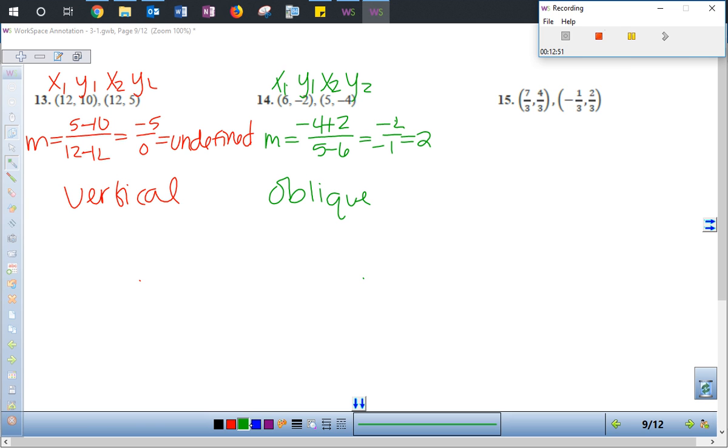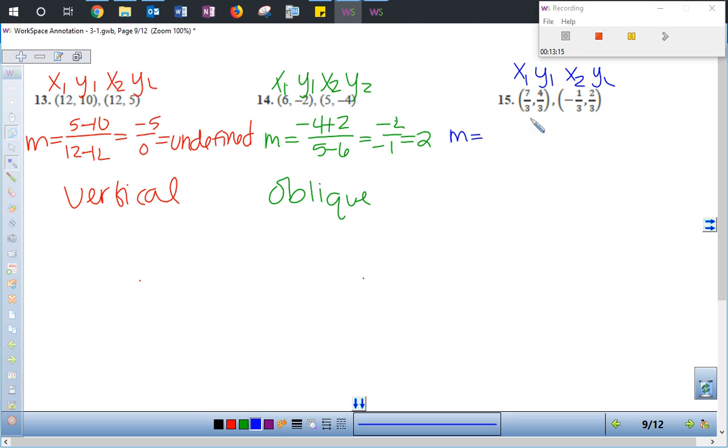When you substitute in, you should get negative 4 plus 2 over 5 minus 6, which gives me negative 2 over negative 1, a slope of 2, which gives me an oblique line. Now in number 15, it looks a little different because we've got fractions, but that does not change the process that we do. Let's still identify my x sub 1 and y sub 1, x sub 2 and y sub 2, and we substitute into the formula just like normal.